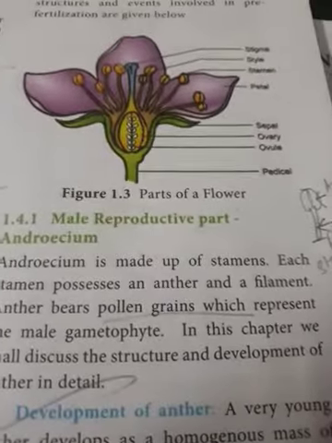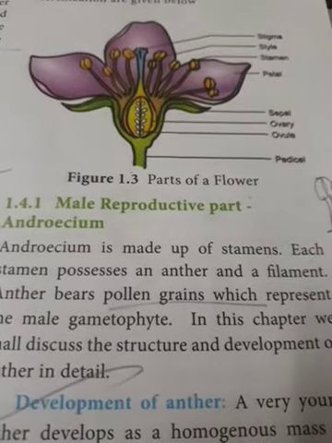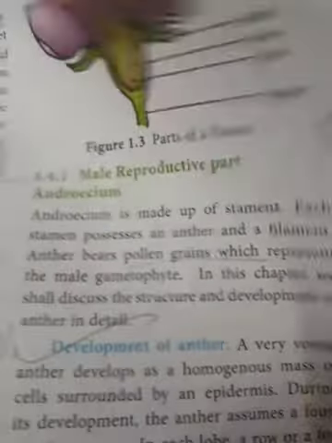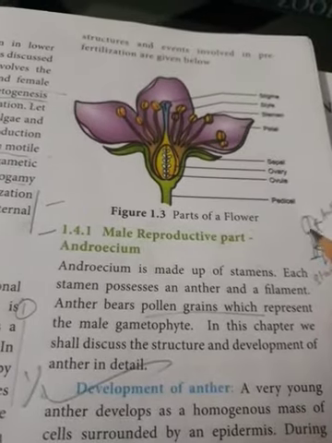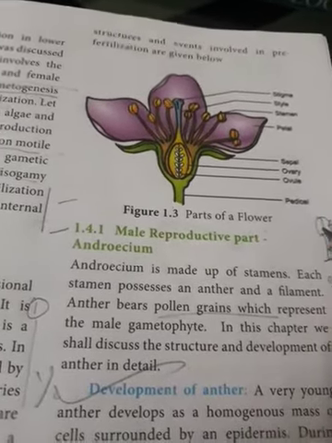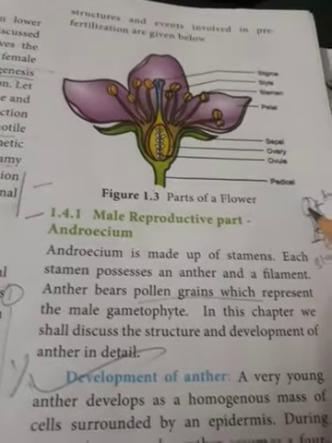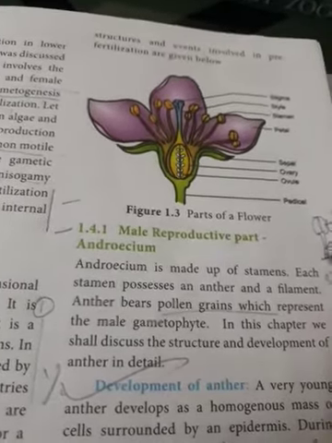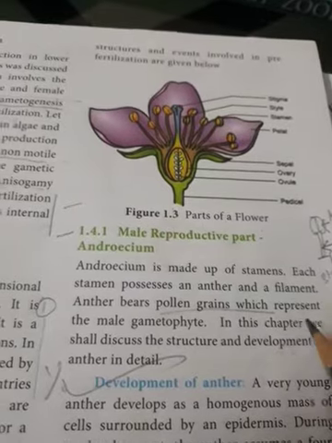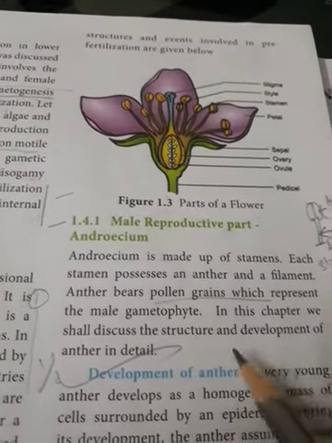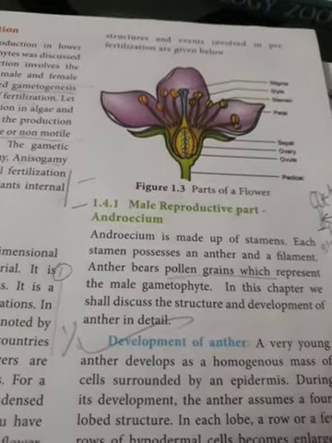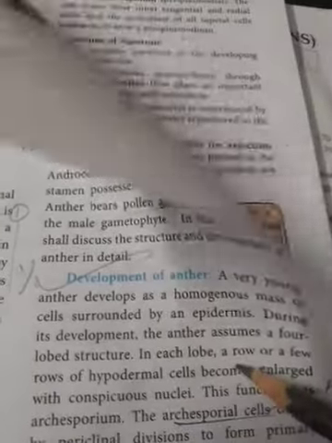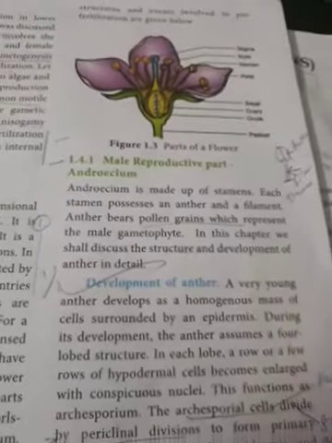So androecium is made up of stamens. Each stamen possesses an anther and a filament. Anther bears the pollen grain which is inside this anther lobe. The pollen grains develop, which represent the male gametophyte. So one more question again, which is the male gametophyte? The pollen grains are considered as the male gametophyte. In this chapter we shall discuss the structure and development of anther in detail. So next part we are going to discuss the development of anther.